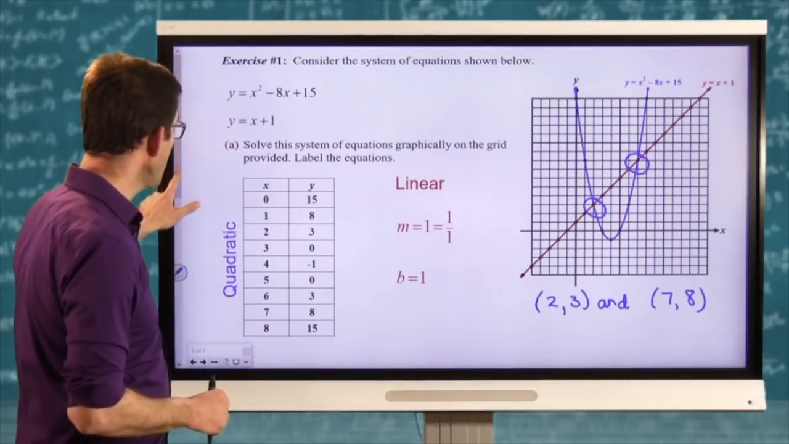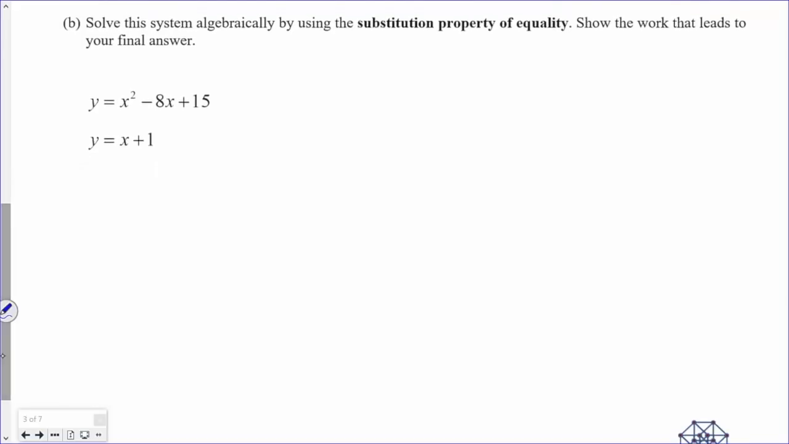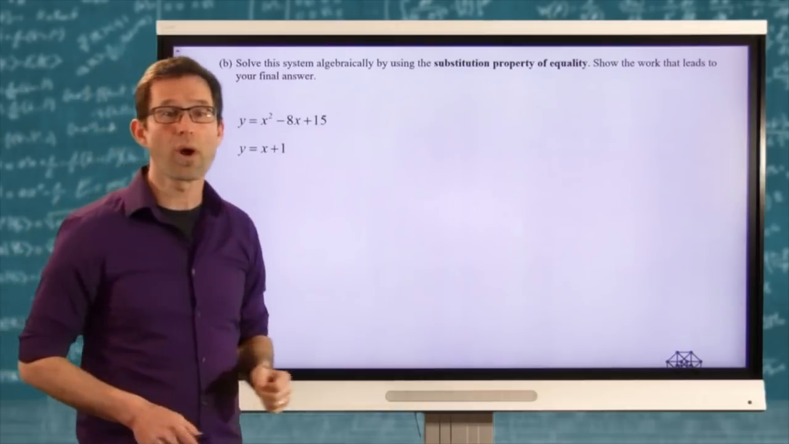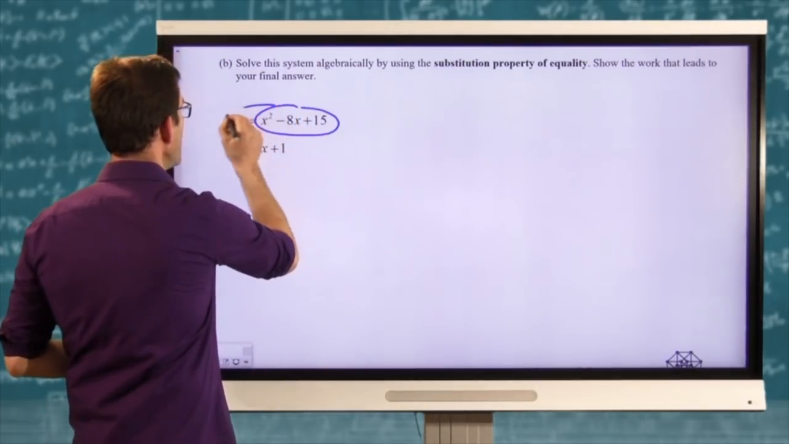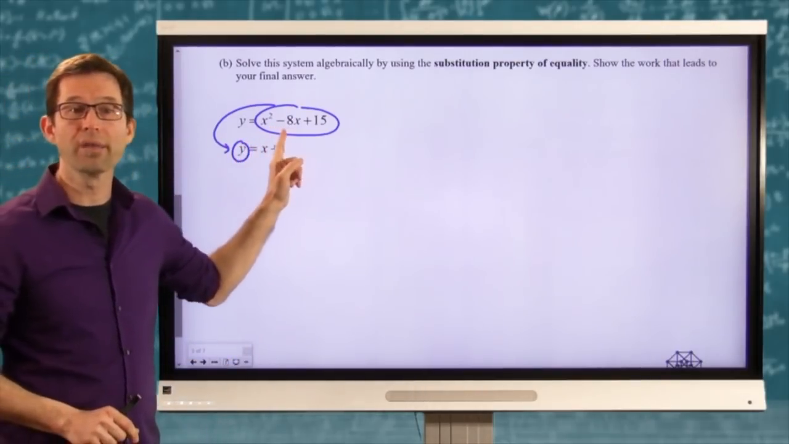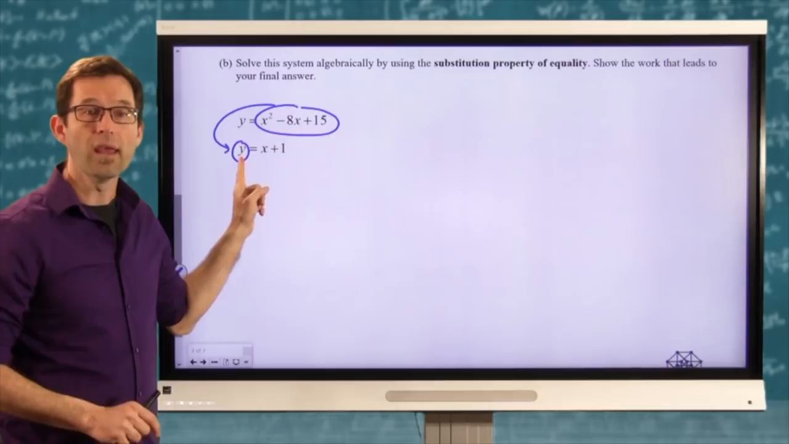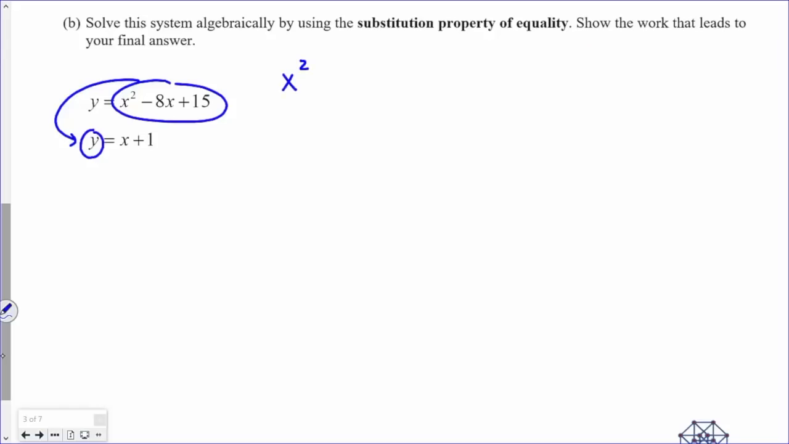All right, in the same problem, letter B asks us to solve the system algebraically by using the substitution property of equality. Show the work that leads to your final answer. Now, the substitution property of equality basically just says we can substitute equals for equals. So what that means is I'm going to substitute x squared minus 8x plus 15 in for the y in this equation. And that's going to allow me to write this down.